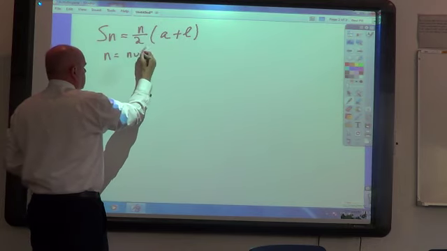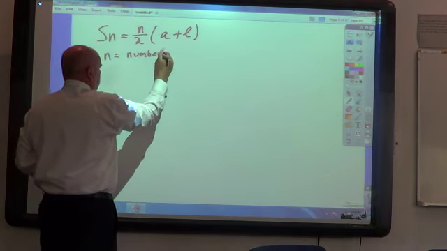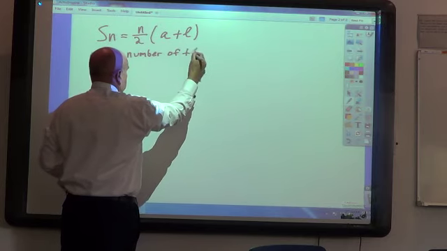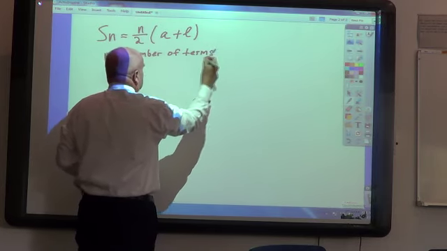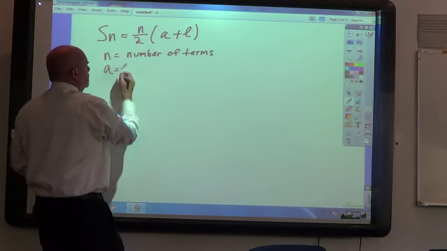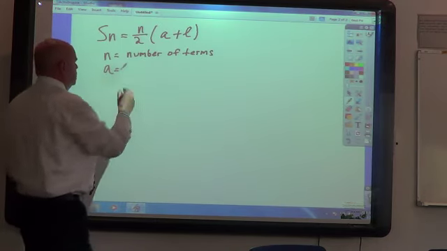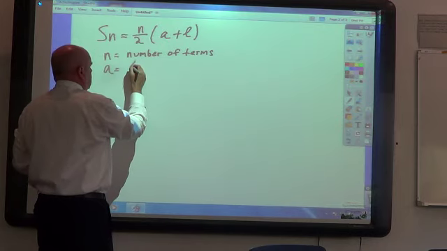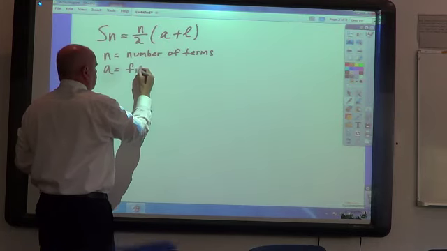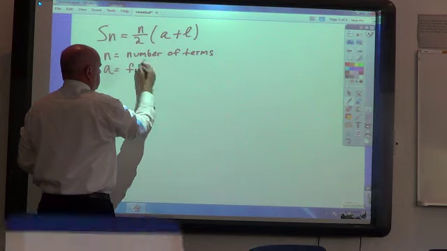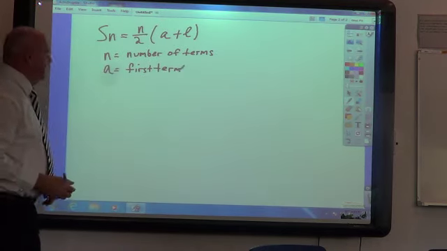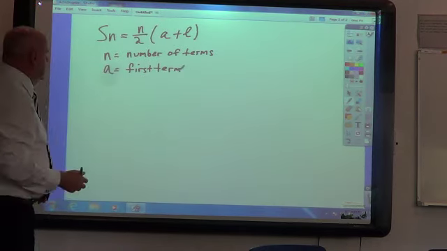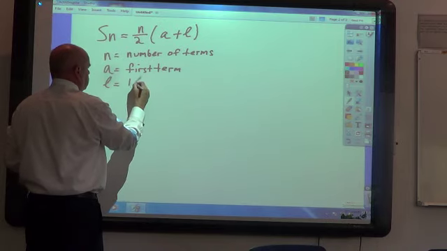N always, it doesn't matter what type of series or sequence, N is always the number of terms. A is equal to the first term, as it was with arithmetic sequences, and as it will be when we get to geometric sequences and series. And L, that's an L, not an E, L is standing for the last term.